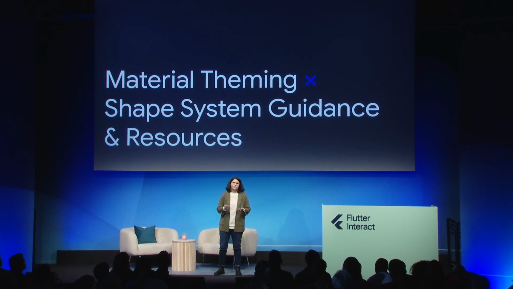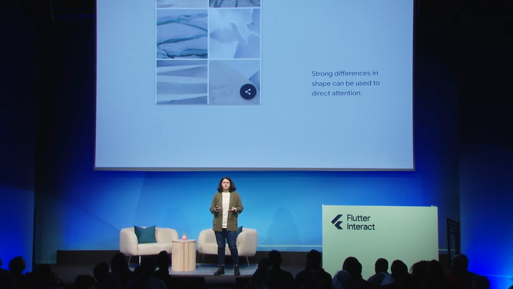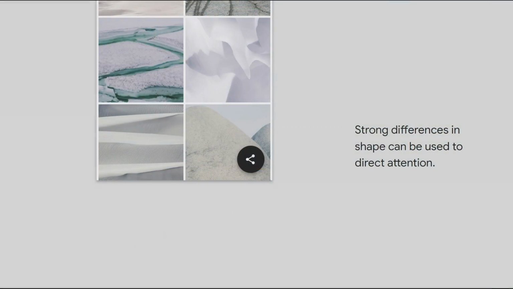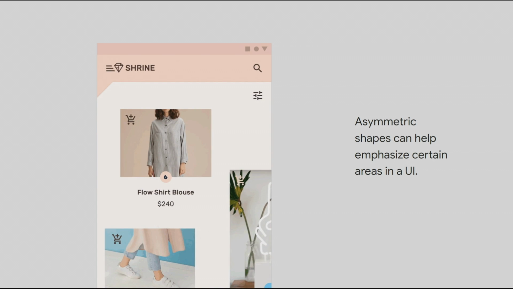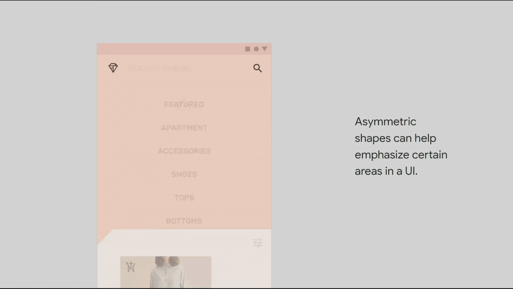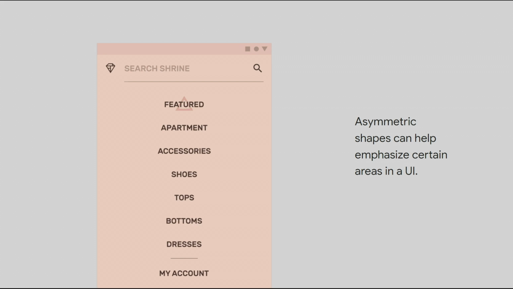And within material theming, we also wanted to include some extra guidance and resources. Shape is a great way to really draw attention to the user on actions that they can take. This is the example with the floating action button. It kind of stands out in the grid of squares as a circle. It's really floating there, and it's drawing attention to guide you to the most important action. And in this example, this app is using asymmetric shapes to emphasize certain areas in the UI, such as the navigation. And it's using cut corners because the logo is this diamond that really has these sharp cut corner edges. So there's different ways to express your brand within shape.